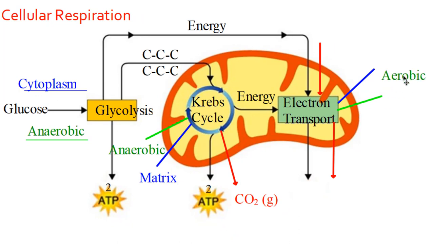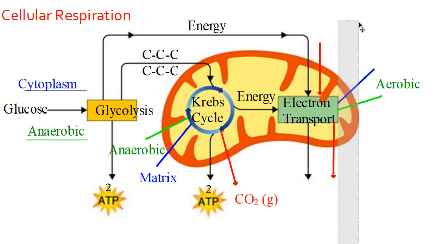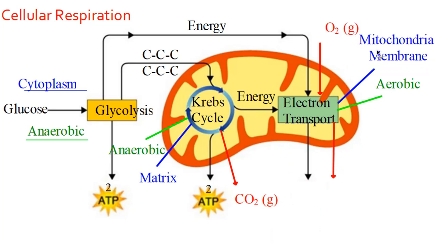Electron transport is aerobic, which means we need oxygen gas, don't we? We need oxygen gas. Oxygen gas. Good. And that is in the mitochondrial membrane. And what do we get out of it? We get 34 molecules of ATP, and we get some water, 6 molecules of water, 6 moles of water. And so that 34 ATP powers the entire cell and all of its processes.